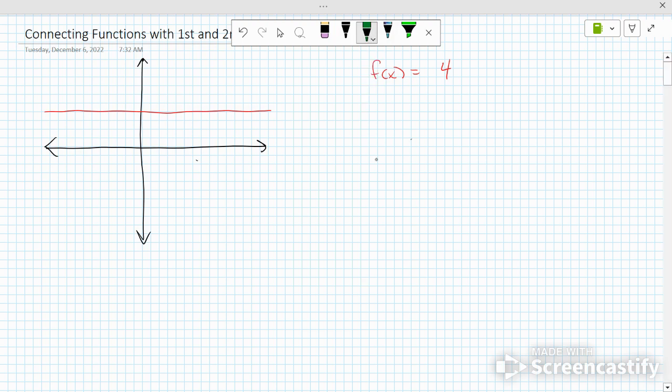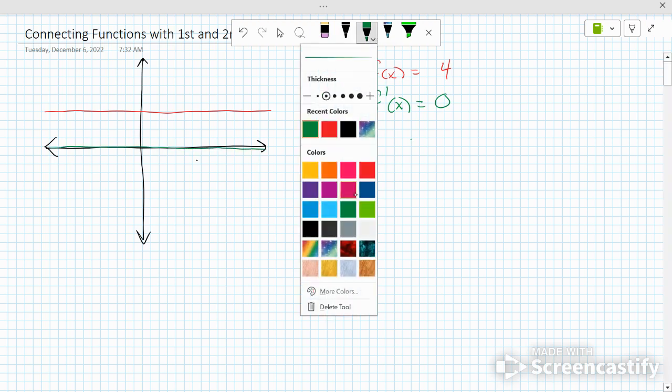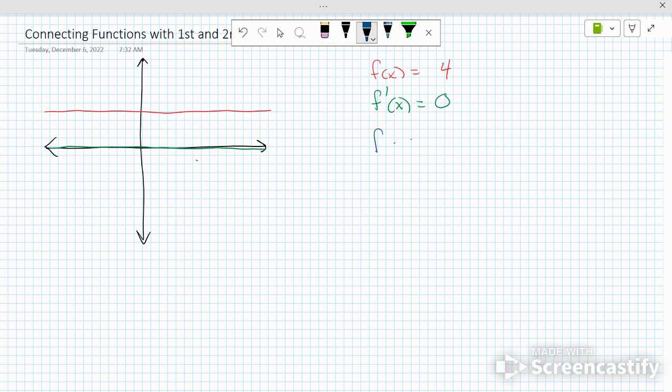Then, what is the first derivative of that function? 0, which is a horizontal line right here. What is the second derivative of that function? 0, which is a horizontal line right here. We're all good with that, right? That's 3 lines all graphed out for you. All right. Glad you're good with that. Let's do another one.